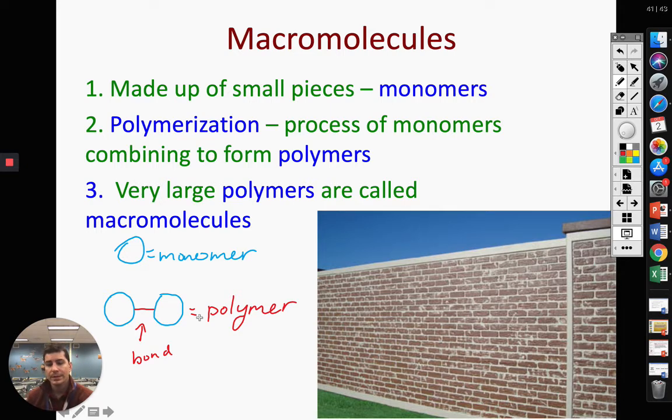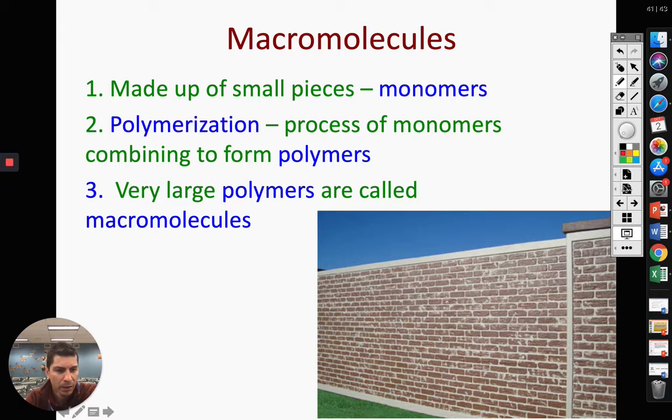Now, what we can do, guys, is we can keep adding our monomers to our polymer, add more and more and more and more. Once it gets gigantic, once it gets to be a huge polymer, and there's no real fixed number for this, but we are going to call it a macromolecule. It's a very, very, very big polymer. So, one is a monomer, more than one bonded together is a polymer, and then a bunch of them, a whole big chain of them, that is a macromolecule.